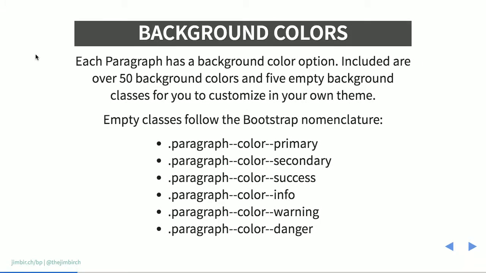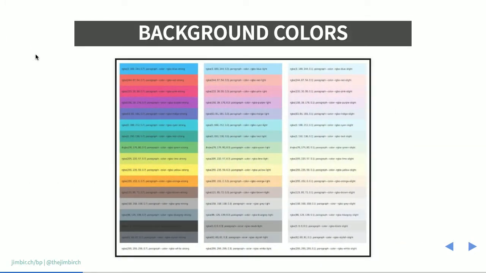Background colors. I've included 50 background colors. I think they're all material design colors with some different shades. And then there's 6 empty classes that you can apply in your theme: primary, secondary, success, info, warning, and danger. That comes from the Bootstrap color nomenclature. And there's a little chart of what all those colors are.